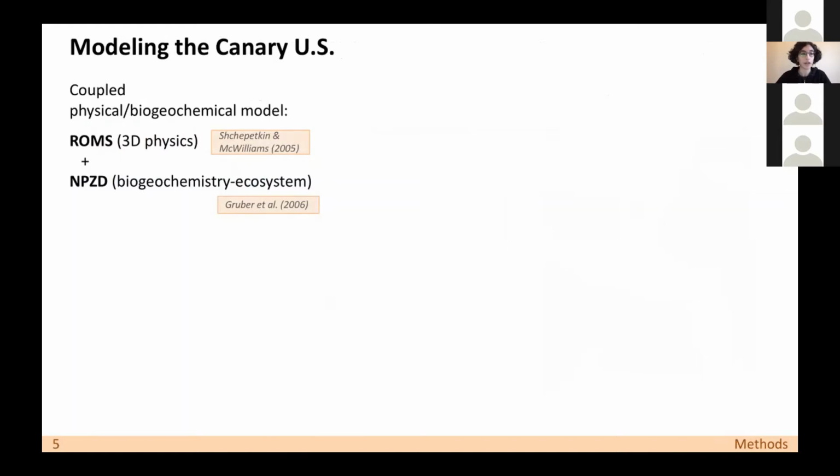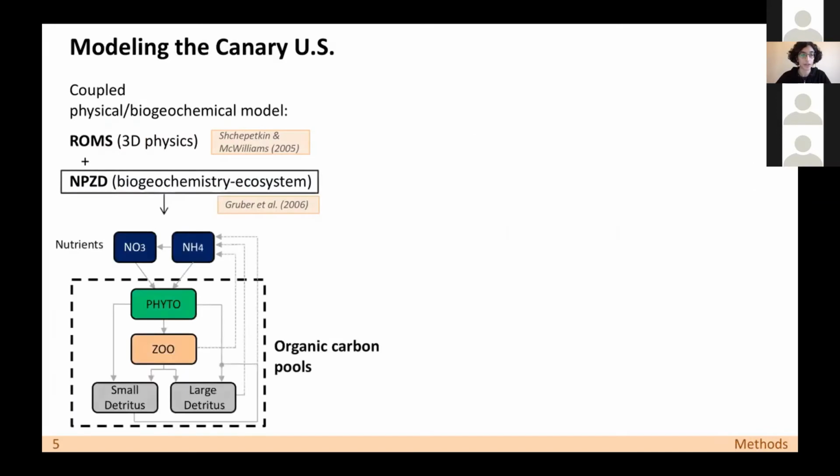I used ROMS for the physics and an NPZD model for the biogeochemistry. The NPZD model is a nitrogen-based model. It's a relatively simple model because it has only one type of phytoplankton, one type of zooplankton, and two classes of detritus, one fast sinking, the large one, and one slow sinking, the small detritus. These four pools constitute together the organic carbon pool in the model.